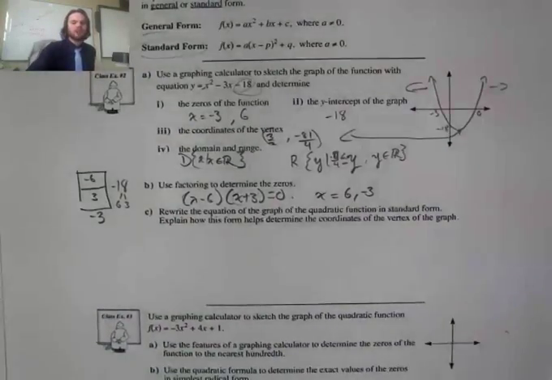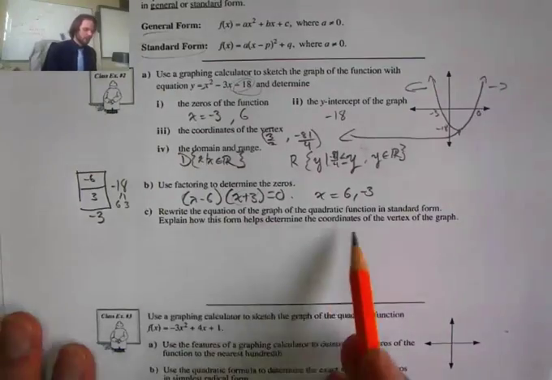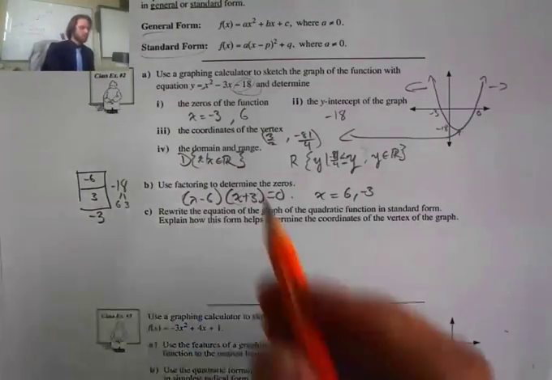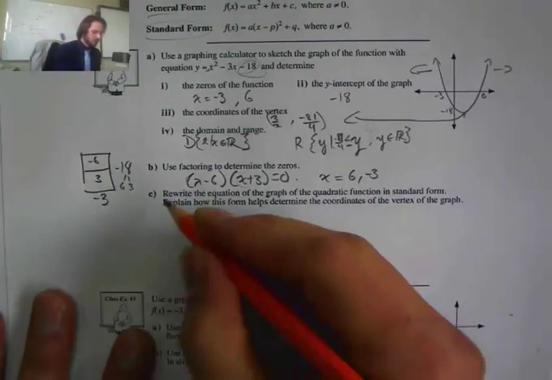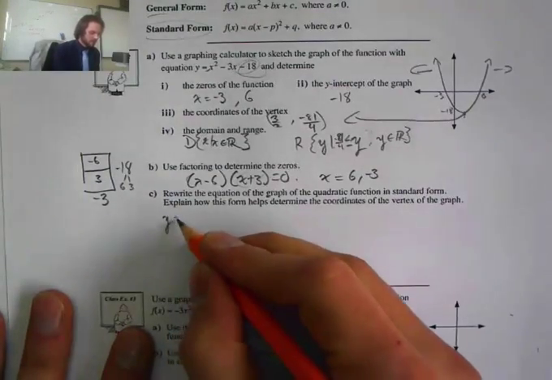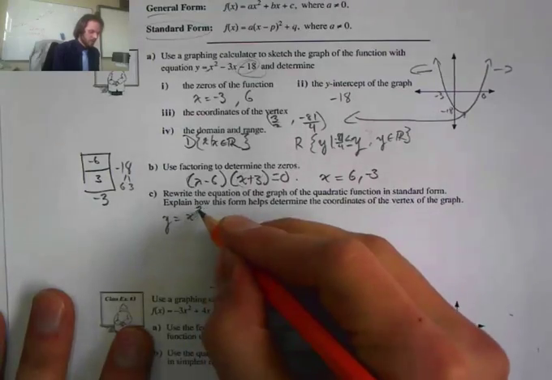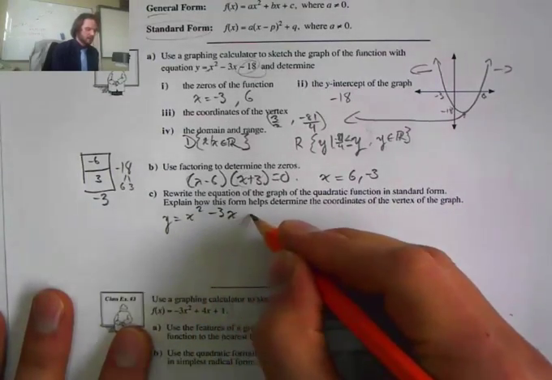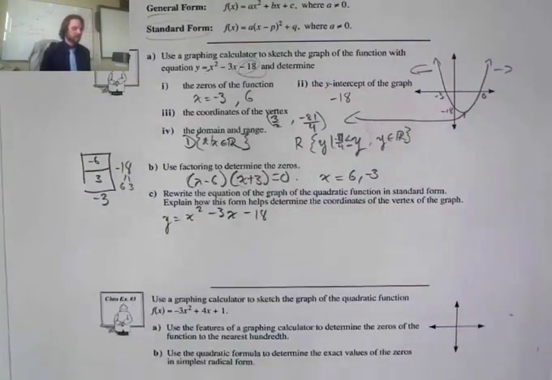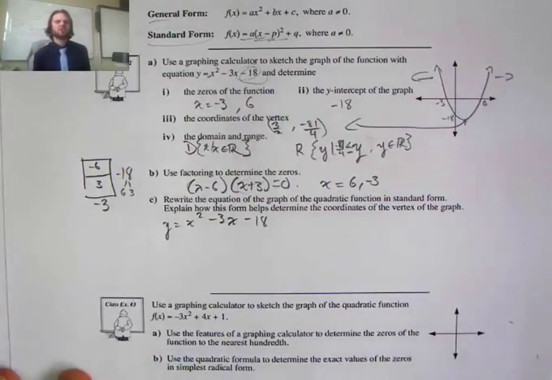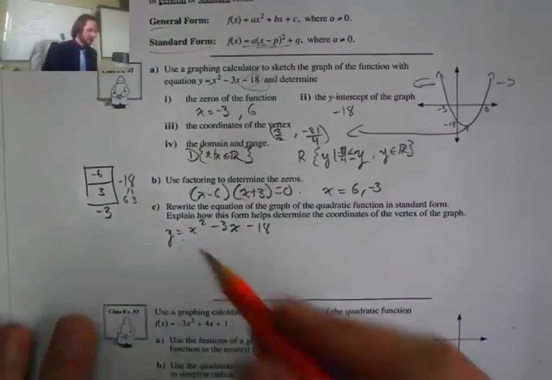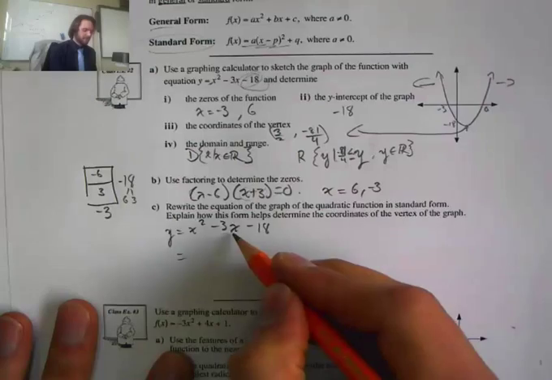It says, rewrite this equation of the quadratic graph in standard form. So I want to put this equation into standard form. Let's try that out. So I have y is equal to x squared minus 3x minus 18. Okay? Now, in order to put it into this form up here, I'm going to have to complete the square. So we half this and then square.